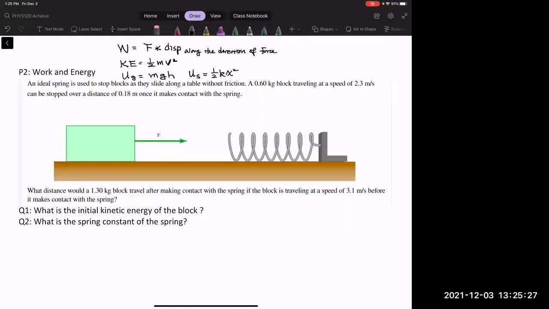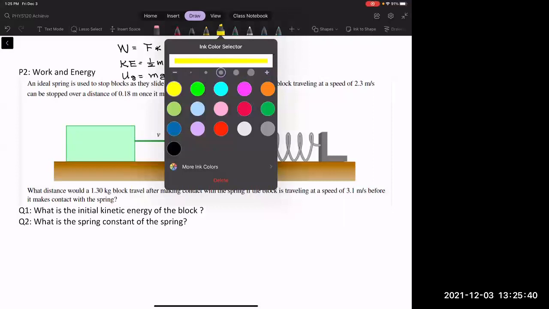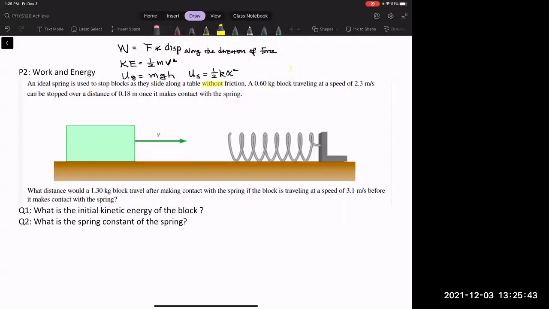And here they give us a spring and also a block. They tell you the block on the table doesn't have friction. That's a good sign that we don't need to worry about the friction. The friction is always harder to deal with. So there's no friction. Then you have a block of 0.6 kilograms, traveling with a speed of 2.3, and it will stop over a distance of 0.18 once it contacts the spring. So what does that mean?